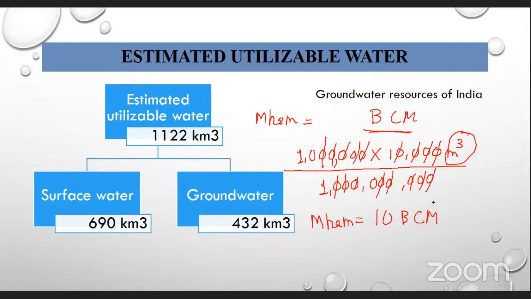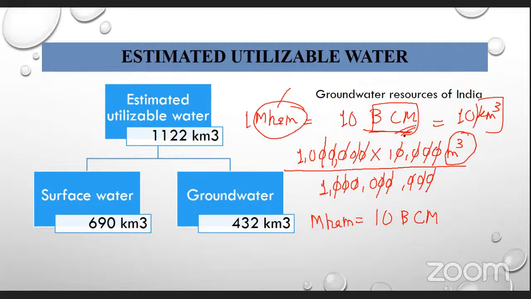Okay, so over here you can say 1 million hectare meter is equal to 10 bcm, which is equal to 10 kilometer cube. So in the options of a question, the total precipitation or the annual precipitation in India can be given in the form of million hectare meter, bcm, or kilometer cube. But you have to see the unit.